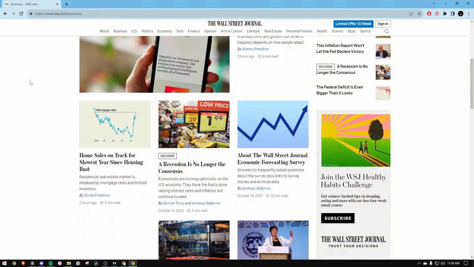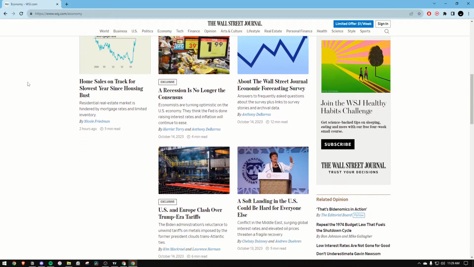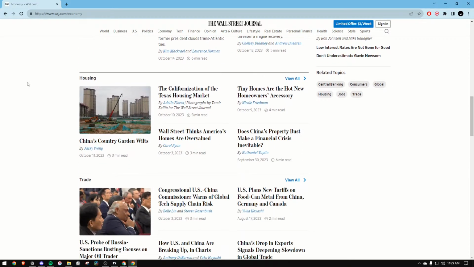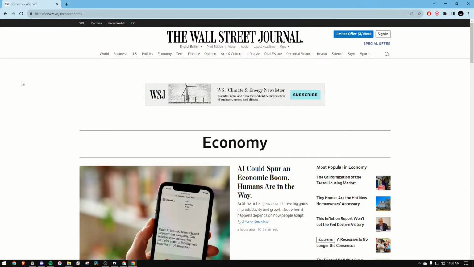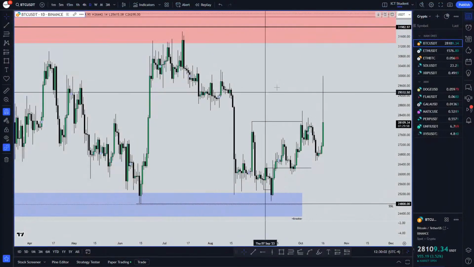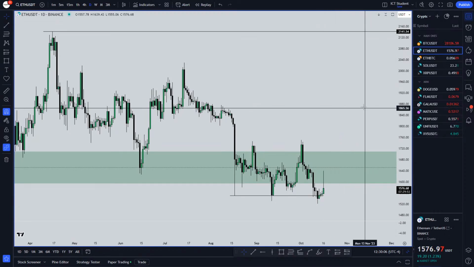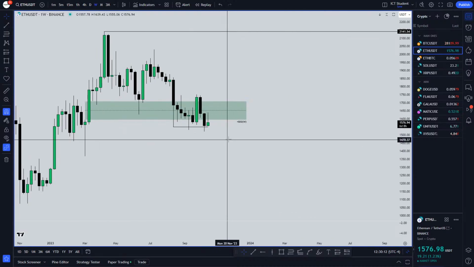Home sales, seems like recession is no longer a concern. So it seems very normal to me. Nothing really. Nothing too eye-catching for this to move here. Ethereum had the same. Ethereum is kind of moving lower though from that weekly buy side. Close below it, I would call it an inverse at this point.